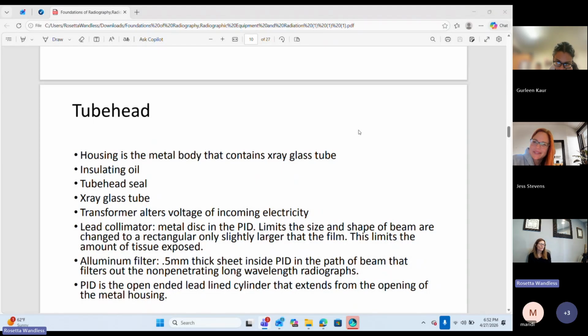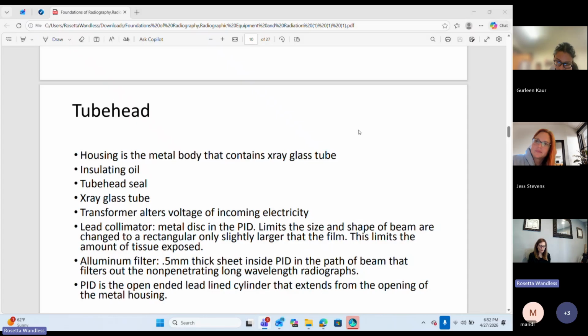Okay. So the lead collimator is basically a lead disc in the position indicating device, which is like that lens piece, that long lens piece. And at the end of here, I'll put up a picture of a tube head in a few minutes.